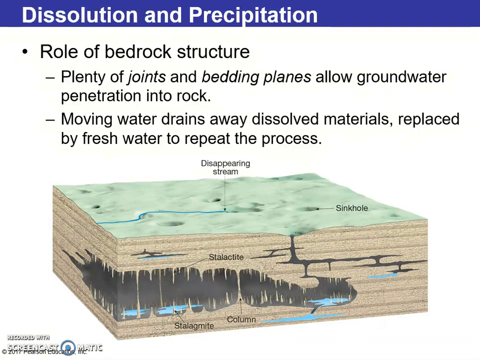Roll up bedrock structure, with plenty of joints and bedding planes, allows a lot of groundwater penetration into the rock. Also, moving water drains away dissolved materials, replaced by fresh water to repeat the process. Here we see a cross-section, or profile, of where water and other fluids are in the bedrock. We see stalagmites and stalactites, from the bottom and from the top, and a column, basically an underground reservoir in the bedrock.